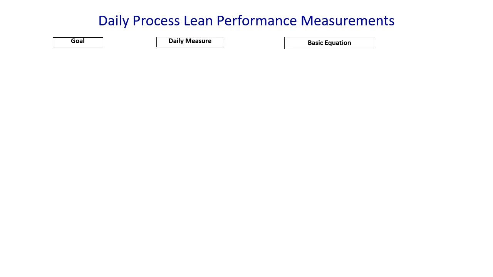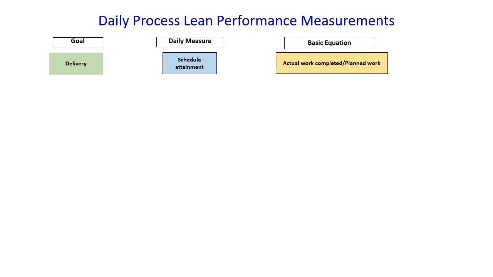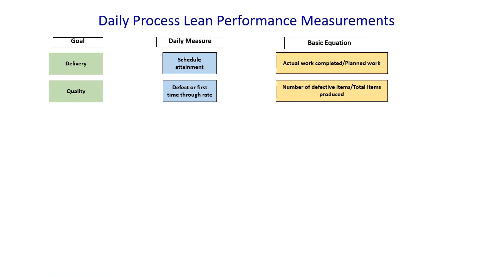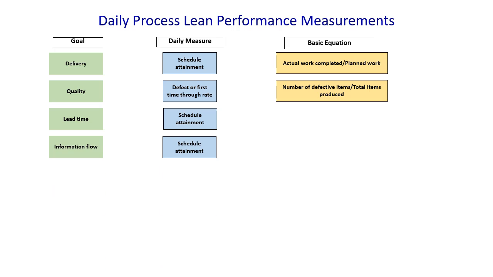The daily lean management system is dependent on some basic daily lean performance measurements. Now, we talked about the goals of lean, like delivery. So a good daily measure is schedule attainment. What's the actual work completed compared to the standard or the planned work? You want to measure defects on a daily basis. Lead time can be measured by schedule attainment. Information flow can also be measured by schedule attainment, and so can productivity.